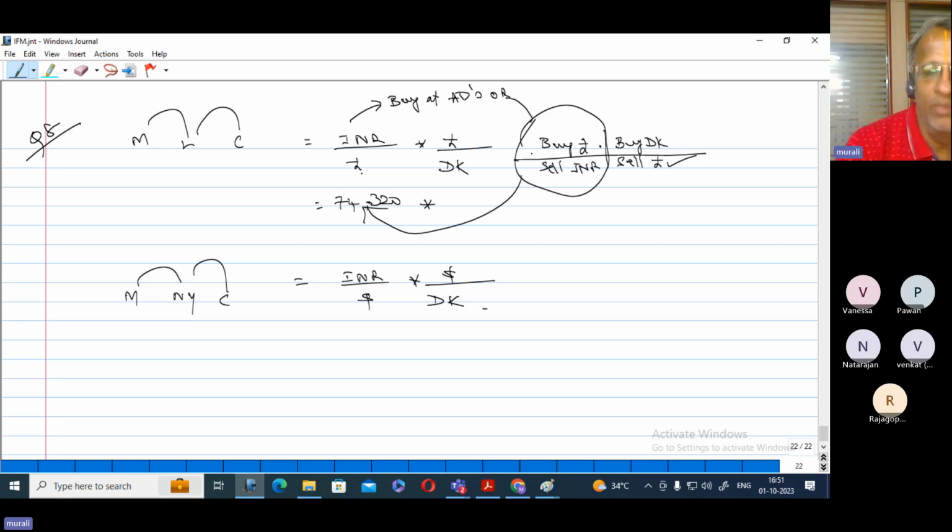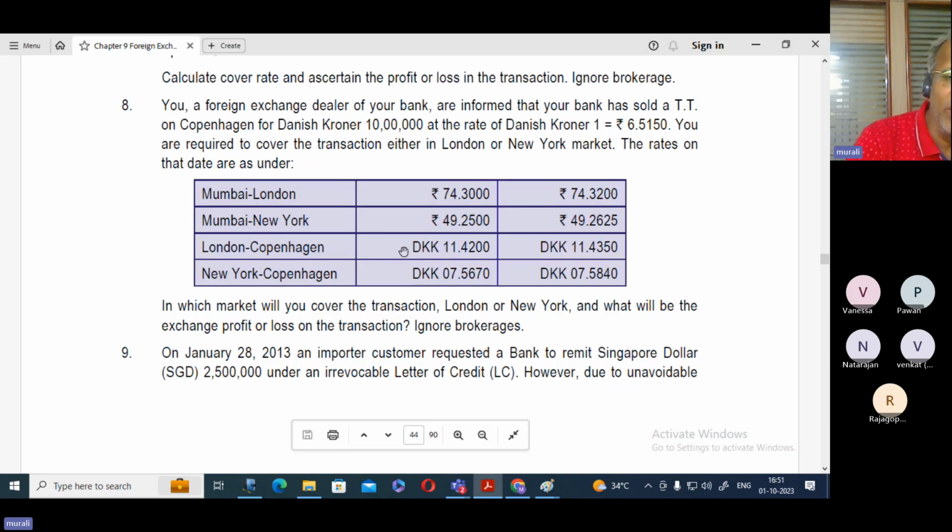I will put it this way. This is only an equation, numerator and denominator, which I have just done. But what is a transaction? Buy DK or sell pound shilling. And in this particular market, 1 pound shilling equals this much.